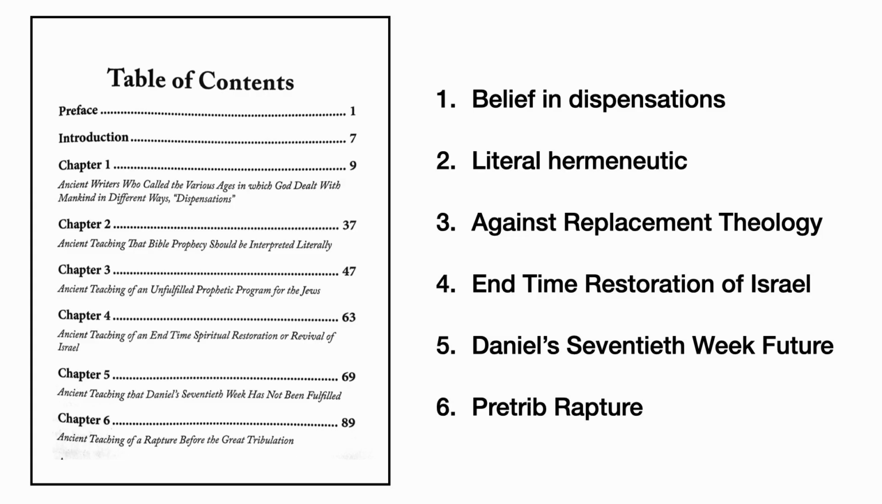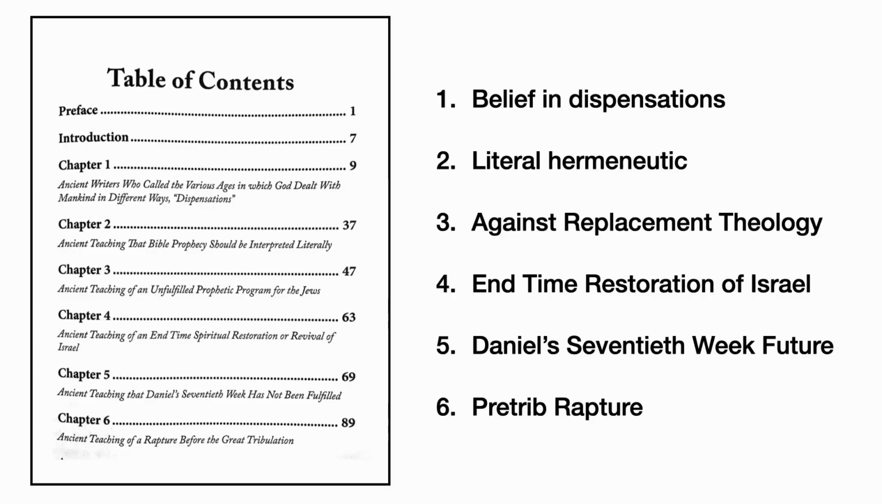Wonderful. Those who believe that all of Daniel's 70th week was future, I agree with that. But then he has chapter 6 dedicated to a pre-trib rapture, saying that the pre-trib rapture was taught in ancient history. Now, we're not going to spend a lot of time looking at this, but very simply, he only highlights 2 individuals in church history. He says that Irenaeus and Victorinus, that these 2 guys were pre-trib, or that they taught a pre-trib rapture.